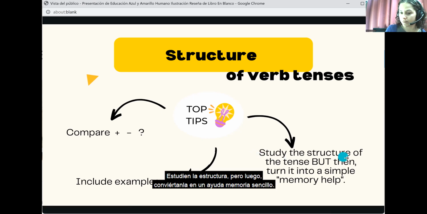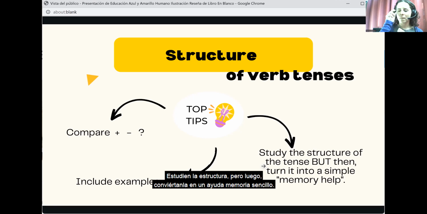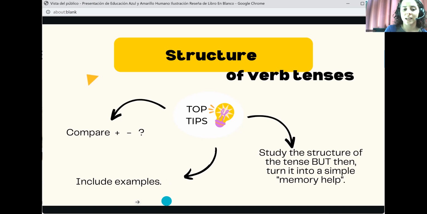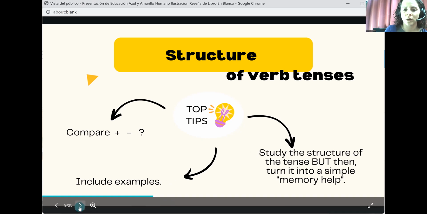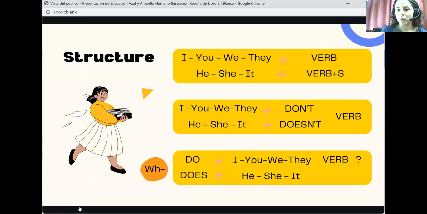And this very important tip. Study the structure of the verbal tenses, but then try to turn it into a simple memory help. And I will explain this in the following slides. Have a look at this, people. The structure of present simple, the precise structure will be this.